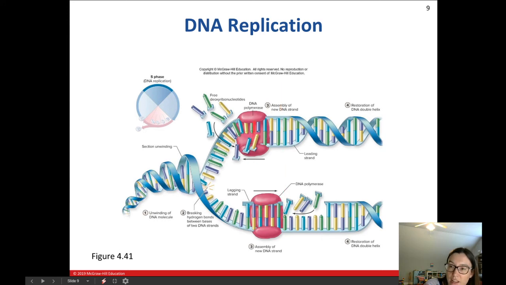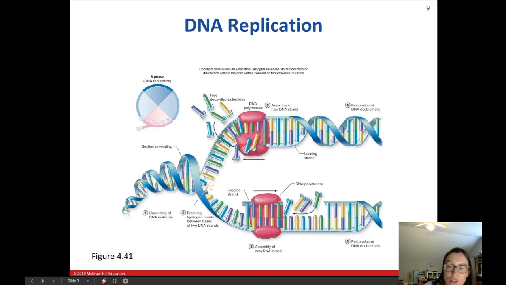They're going to bind them on in the proper order. So if you have an A, you know it binds to a T. If you have a T, you know it binds to an A. If you have a C, you know it binds to a G, and so on. All of this is going to be happening as our DNA is unwinding, and it's going to be happening on either side.